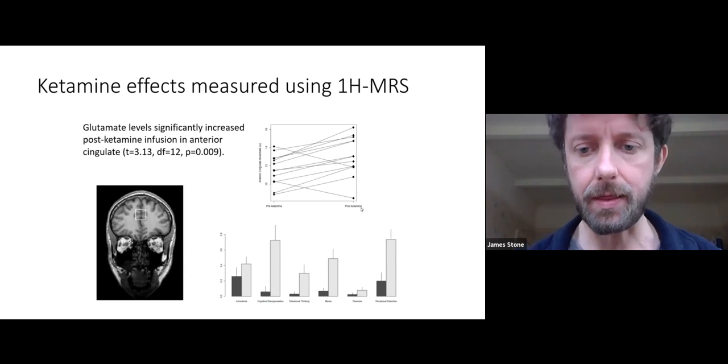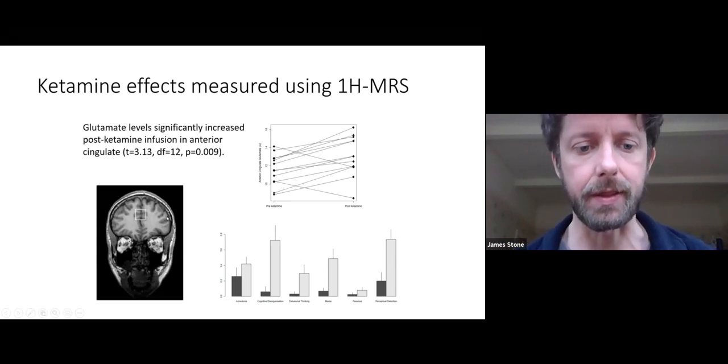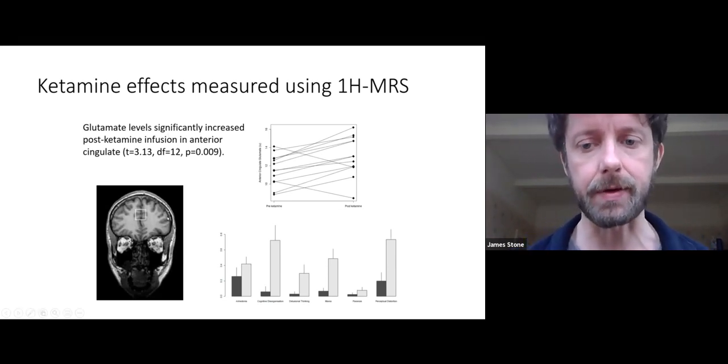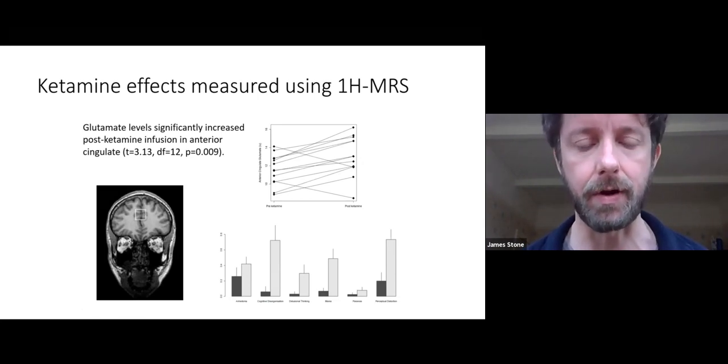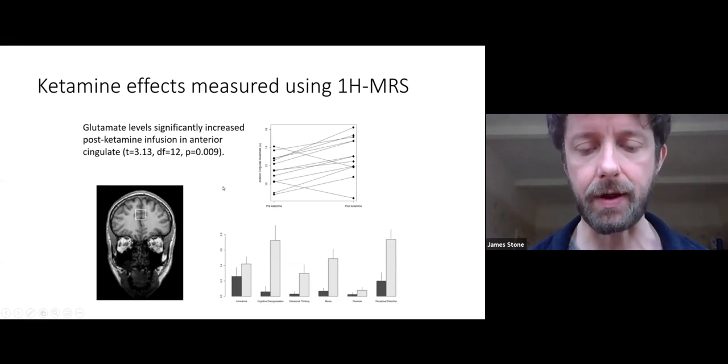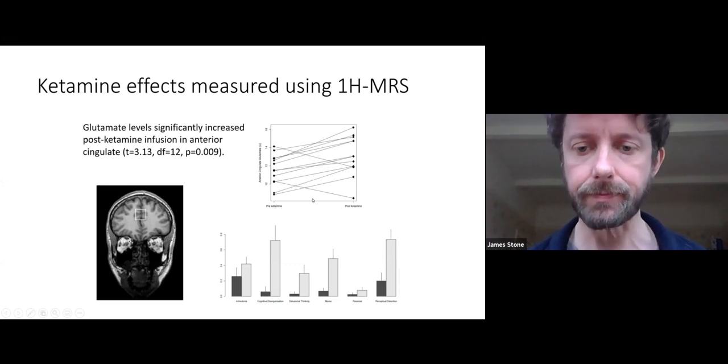So I did a similar study in healthy volunteers looking at the effects of ketamine, but looking at a later time point than was looked at by Laura Rowland. This was around 40 minutes post-infusion. And we found an increase in glutamate, but not in glutamine. So this is of relevance.